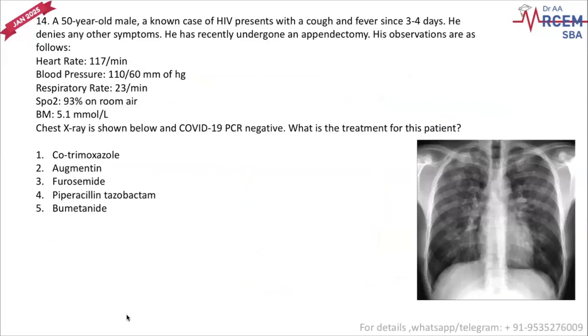A 40-year-old male, a known case of HIV, presents with cough and fever for the last 3 to 4 days. He denies any other symptoms. He has recently undergone an appendectomy. His observations are completely okay, except tachycardia and tachypnea are present with slight hypoxia. X-ray is done. COVID is negative. What is the treatment for this patient? They are asking about an HIV patient.